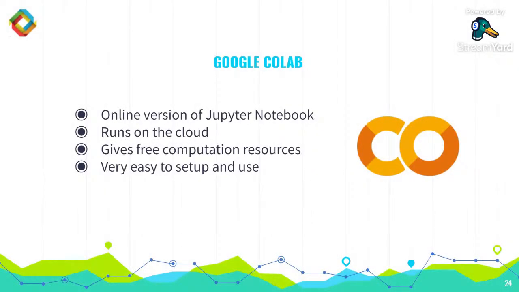Now, coming to Google Colab, it is like an online version of Jupyter Notebook and it runs on the cloud. Google also gives you free computation resources. So, if you don't have a GPU on your computer, you can use Google Colab. And most importantly, Google Colab is very easy to set up and use. What I want you all to do is go to the description of this video and there you will find a link titled Python Workshop. I want you all to open that link in a new tab. This is going to be a hands-on session.